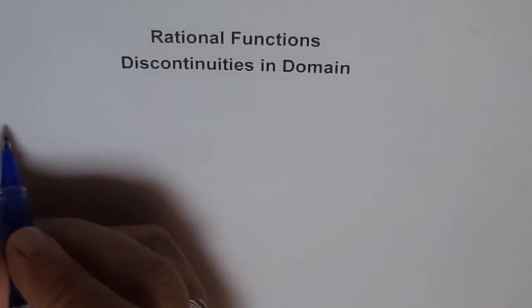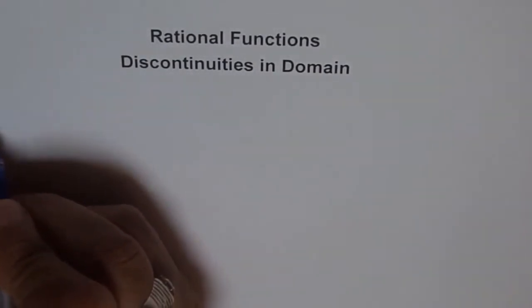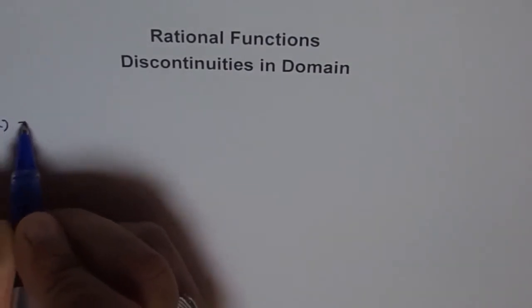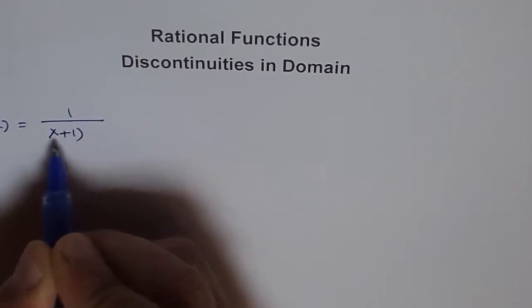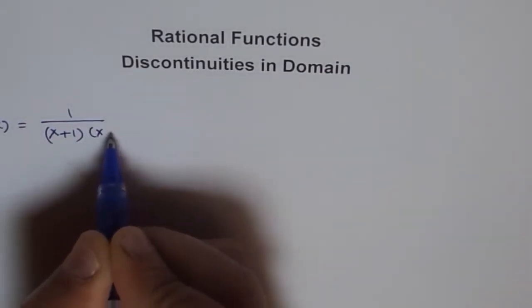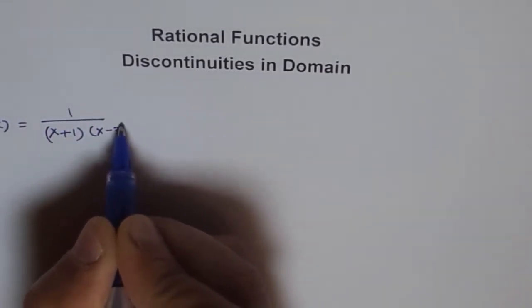Let's consider different kinds of discontinuities seen in rational functions. Now, let me take an example first. Let me write a very simple rational function, a reciprocal of a quadratic function in factored form. Let's say f of x is equal to 1 over (x plus 1) times (x minus 3).